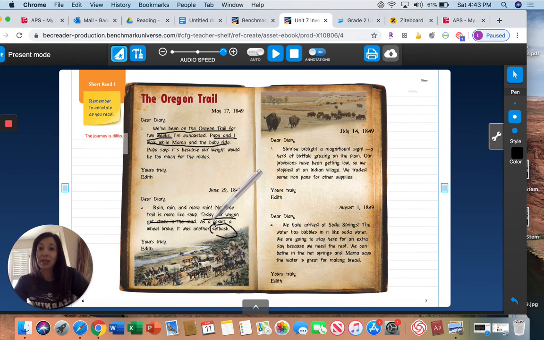So your assignment today when you log into Seesaw is to continue reading this story by yourself or with somebody at home. Underline the important details and see if you can figure out what the main idea is.